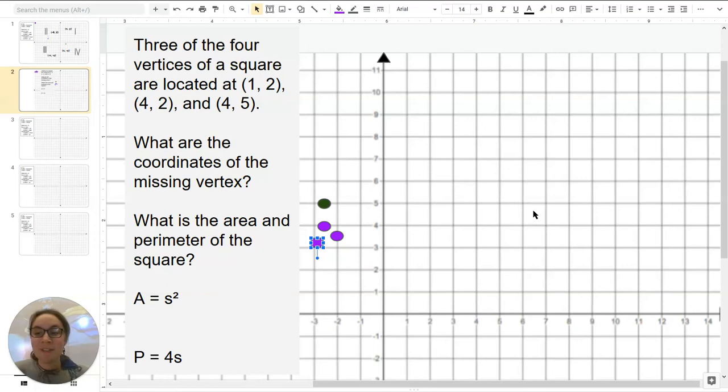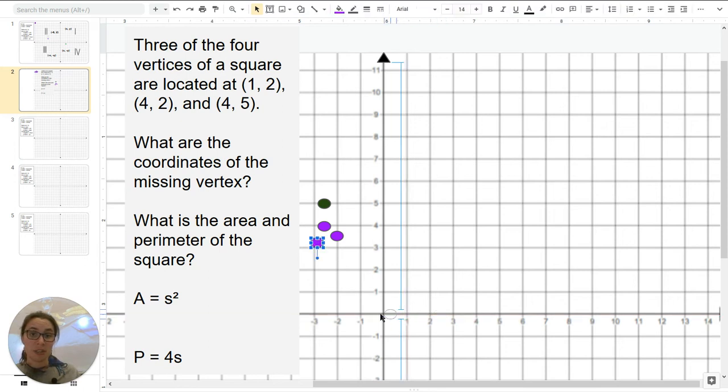This is example 1 of lesson 4.3, quadrilaterals on the coordinate plane. We are given 3 of the 4 vertices of a square. Before I go on to the vertices, vertice simply means corners where 2 lines come together. So vertice means corner. We have 3 of the 4 corners of a square, and they are located at 1, 2.